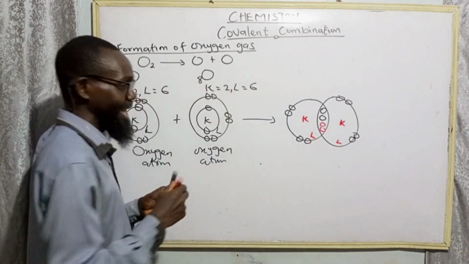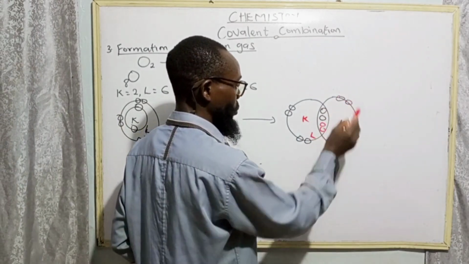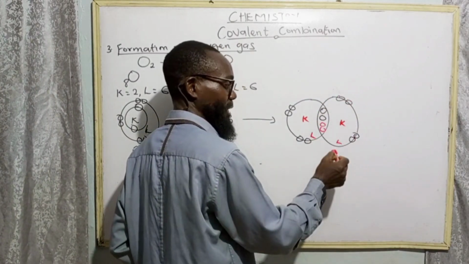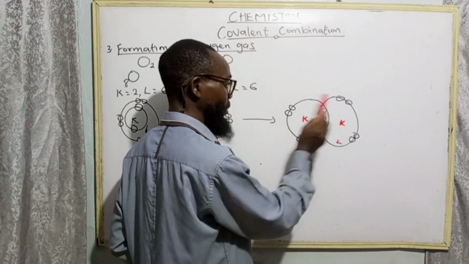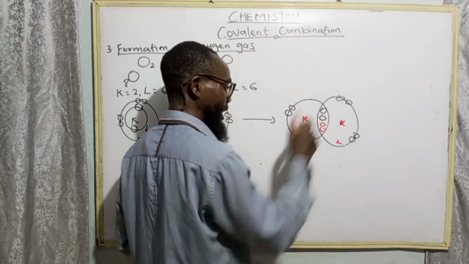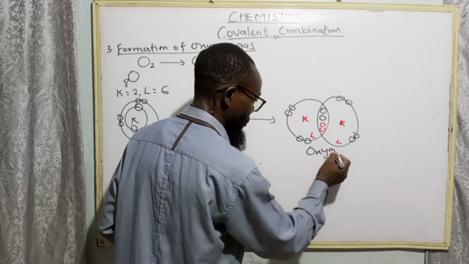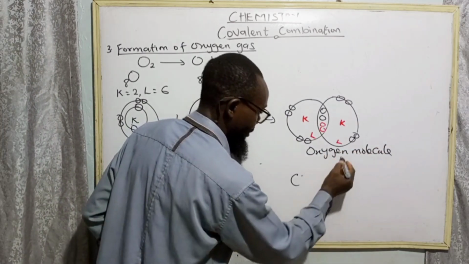So when I count the electrons in each of the orbitals, I have 1, 2, 3, 4, 5, 6, 7, 8. So for this, we have 8 electrons. Octet rule has been attained. For this one, 1, 2, 3, 4, 5, 6, 7, 8. Octet rule has been attained. So this is our oxygen molecule. This oxygen molecule, that is O2.